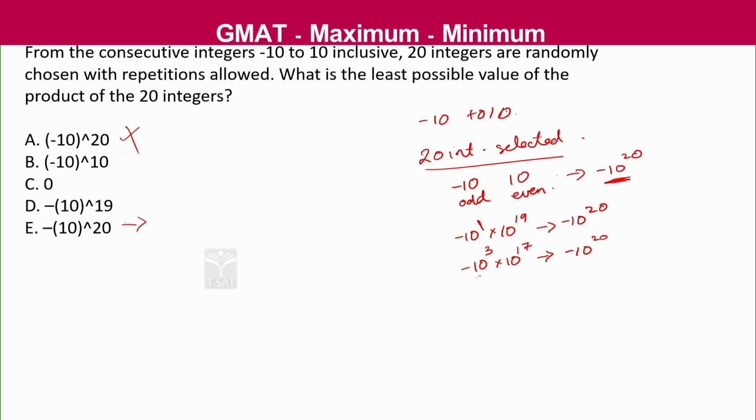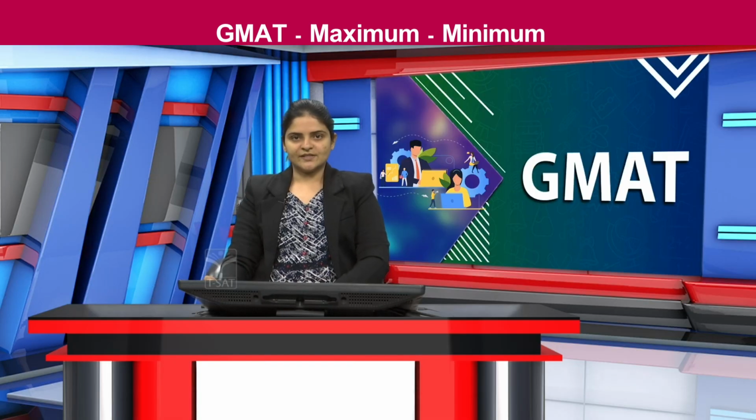We are keeping this odd because minus 10 raised to the power of any even number will cancel out the negative sign and make it a positive value, which is not what we are looking for. We are looking for the least possible value, and minus 10 to the power of 20 is possible. So answer E is our correct answer. Let's move to the next question now.